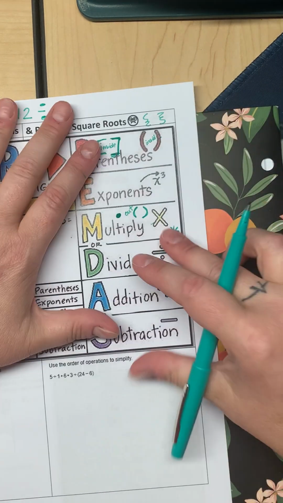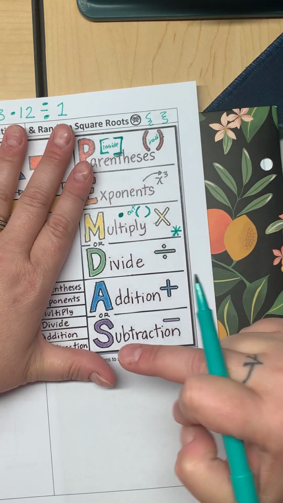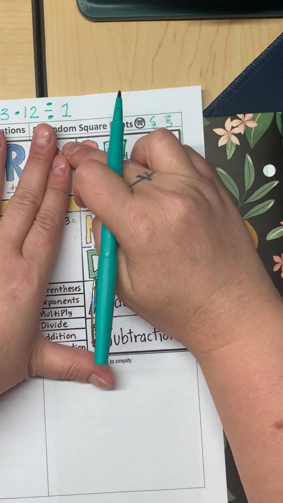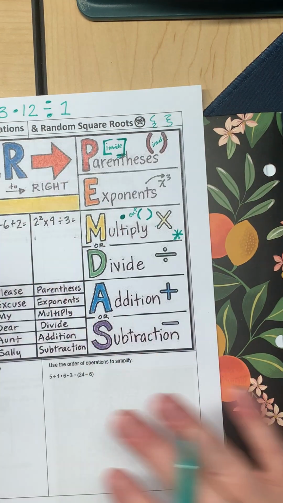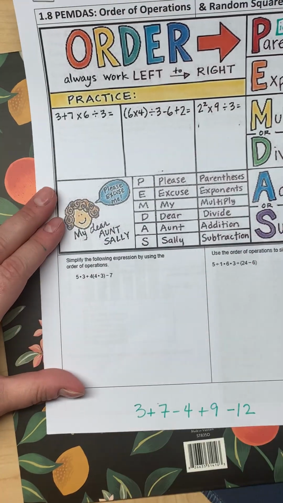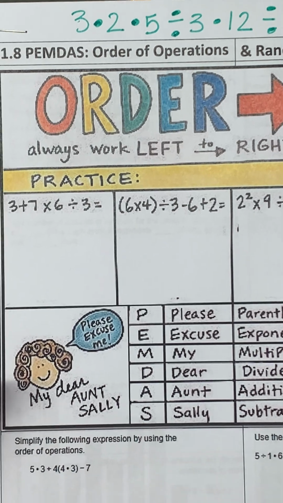So that's what that left to right means. It means if you just have multiply or divide, you do it straight left to right. If you just have addition and subtraction, you do it straight left to right. If you have a combination of all this stuff, you have to follow PEMDAS. Okay, let's look at this first example. Actually, let's look at this colorful example.